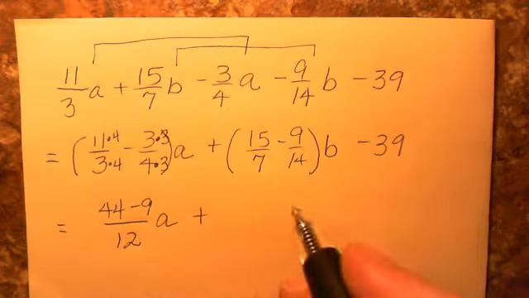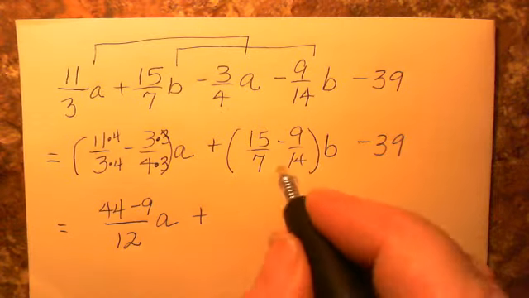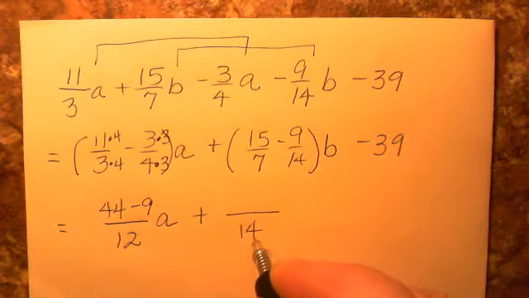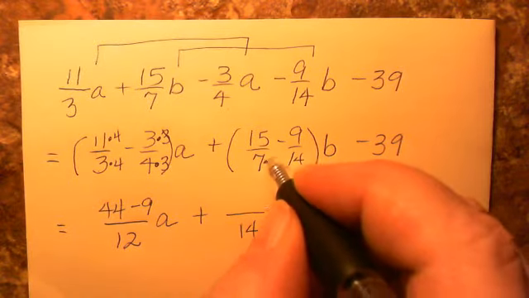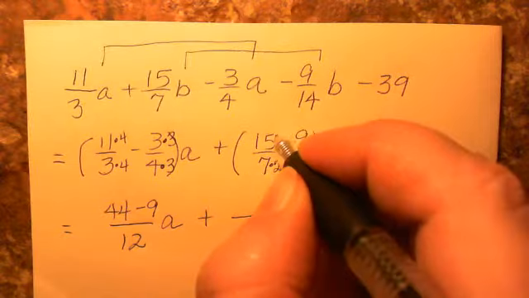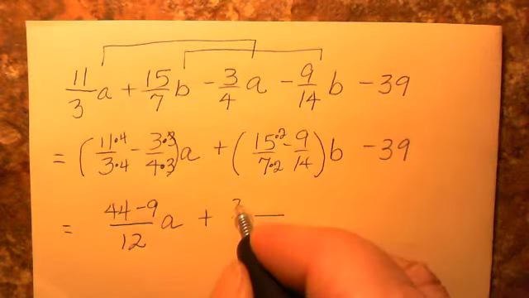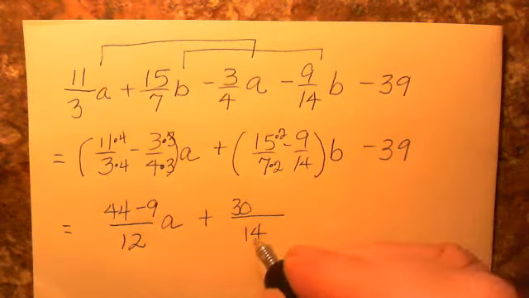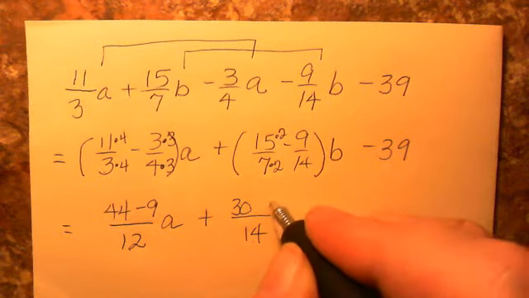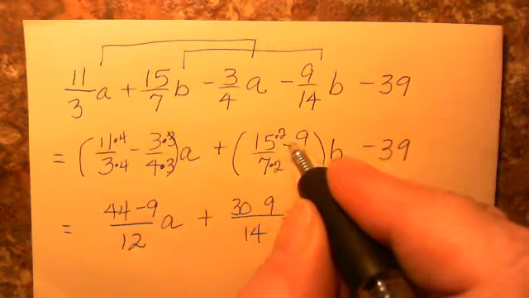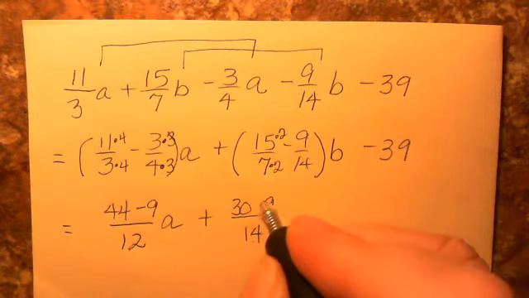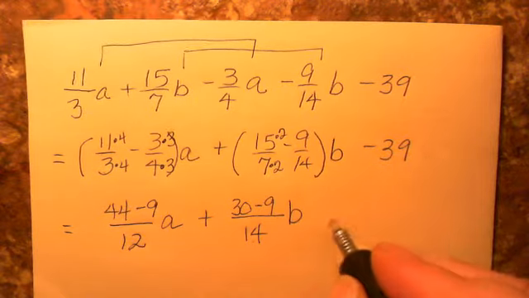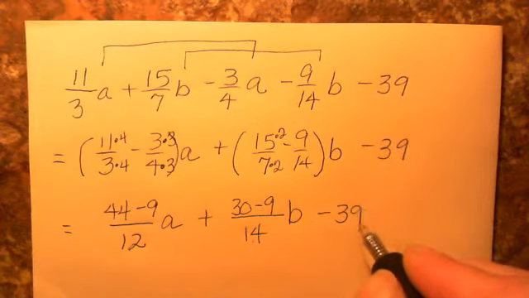Let's go work on the fractions here for our b. The common denominator for 7 and 14 will be 14. So 7 times 2 gets us to 14. 15 times 2 gets us 30. And then 14 needs no change, so 9 needs no change. So this becomes 30 minus 9 as our b coefficient. Then our minus 39 comes down with no change.